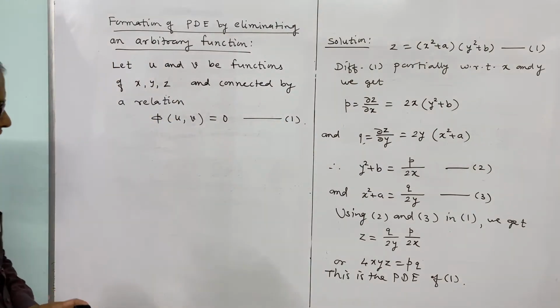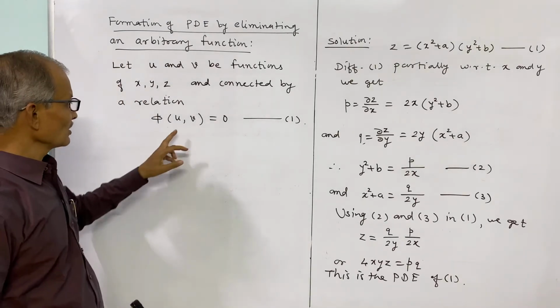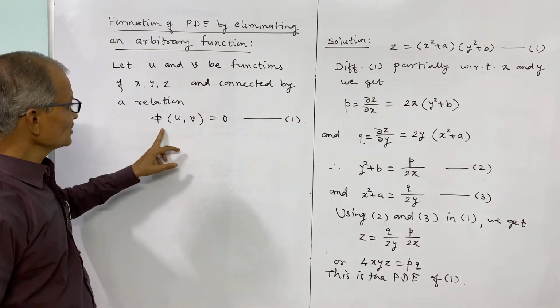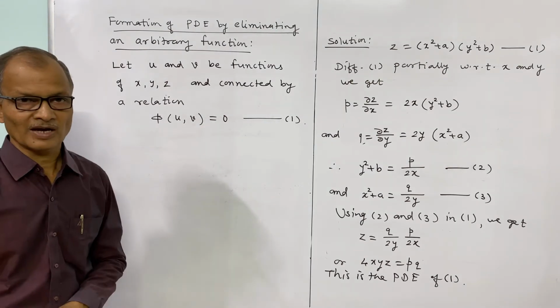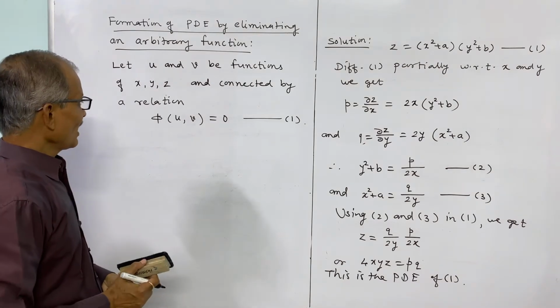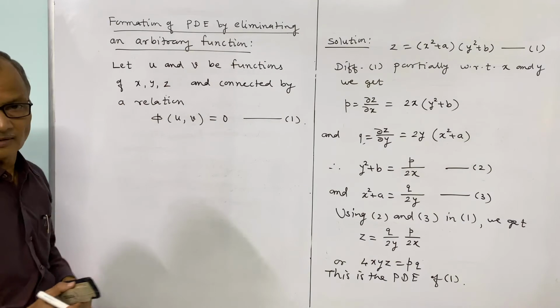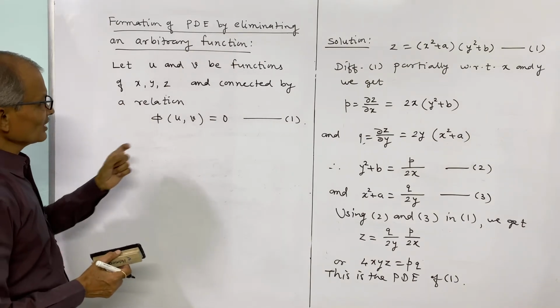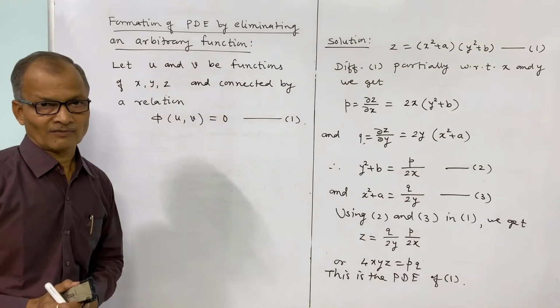See, instead of earlier we have considered phi of x, y, z, a and b as 0. Here it is a function, function of u and v is equal to 0. So this function phi we have to eliminate. But you see, u and v are also functions of x, y, z. Now what we shall do is we differentiate phi partially with respect to x and y.